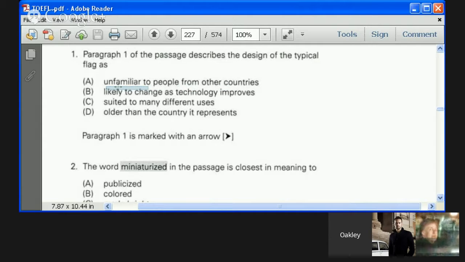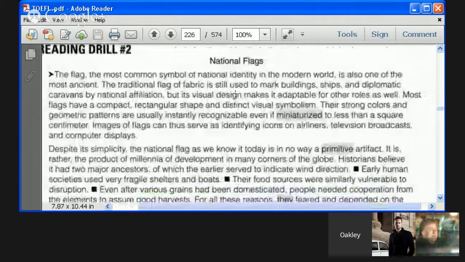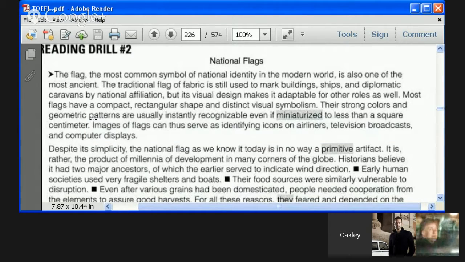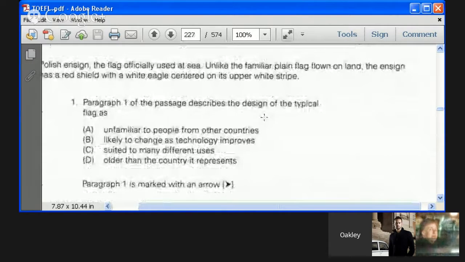I may have to check these other ones, however. Is there anything about technology? All right, it tells you in paragraph 1. Is there anything here about technology at all? Not really. But the last part is talking about airplane, television. So there is computer. Yes, there is technology. Images of flags can be used on technology. Yeah, that is what it's saying.